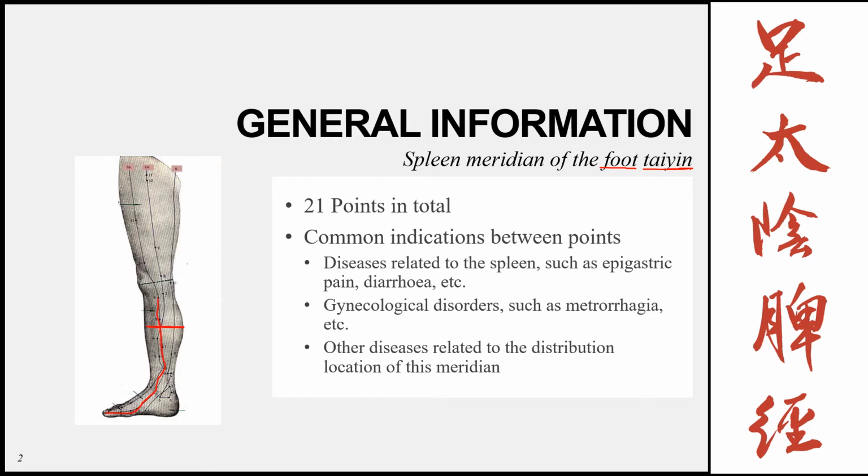There is a total of 21 points on this meridian, and the common indications between points are for diseases related to the spleen. Remember, when we talk about the spleen, we're talking about the spleen as a zangfu organ. So this is related to any type of dysfunction of the digestive system, such as epigastric pain, diarrhea, etc. Secondly, it can also be used for gynecological disorders, such as metrorrhagia. And thirdly, it can be used for any other diseases related to where the meridian flows on the body.